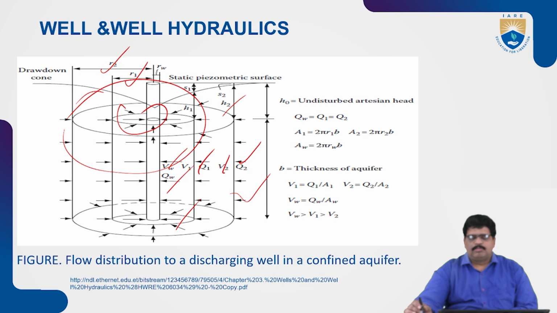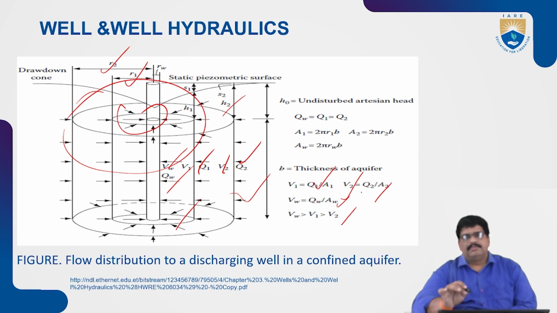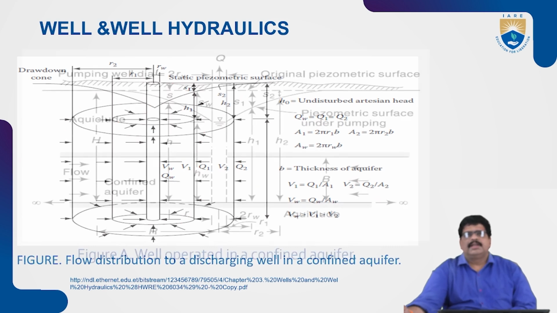So V1 is equal to Q1 by A1 as usual. V2 is equal to discharge by area, as we know well. VW is equal to QW by AW. By using this, VW is always greater than V1, and V1 is always greater than V2. Why? Because the external will be taken as V2, and R2 will be the greater.